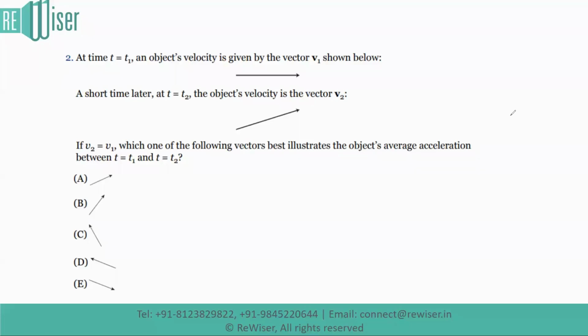Recording in progress. Hello guys, let's have a look at this question. So the question pertains to the topic of kinematics, which is under AP C mechanics. So let's read the question.